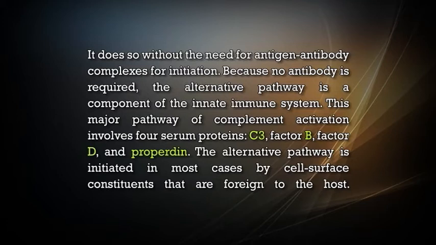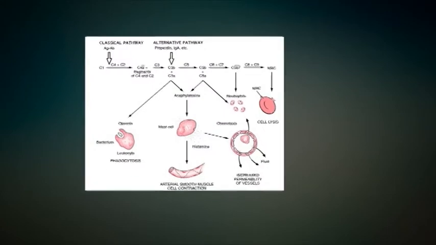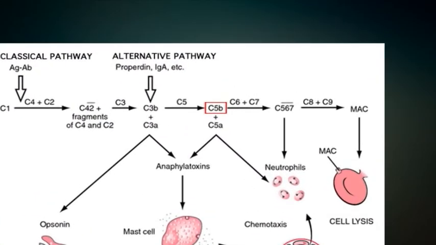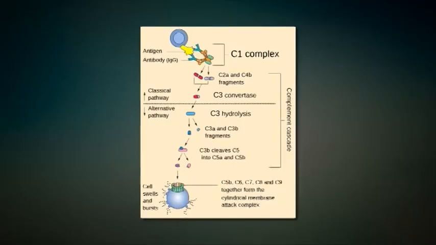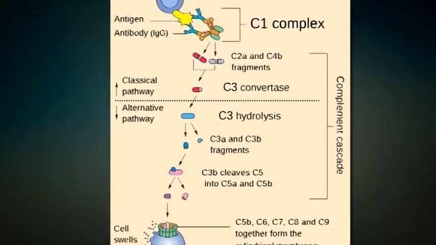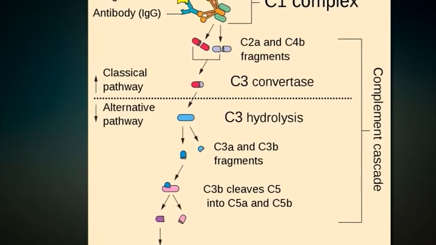The alternative pathway is initiated in most cases by cell surface constituents that are foreign to the host. For example, both gram-negative and gram-positive bacteria have cell wall constituents that can activate the alternative pathway. The intermediates in the alternative pathway for generating C5b are shown schematically in the diagram. In the classical pathway, C3 is rapidly cleaved to C3a and C3b by the enzymatic activity of C3 convertases.